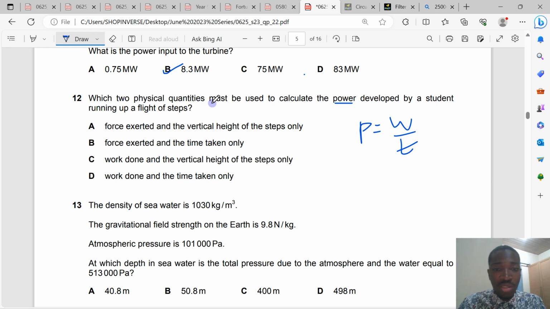So which two physical quantities must be used to calculate power? Number one, is it force and height? No. Is it force and time? No. Work done and vertical height? No. Work done and time taken? Yes, work done and time taken only. That makes option D the correct answer to question 12.